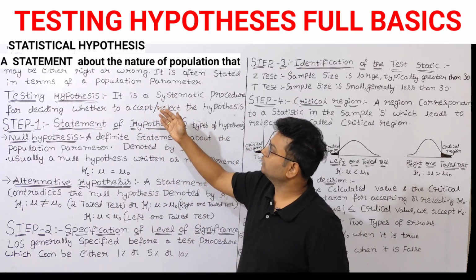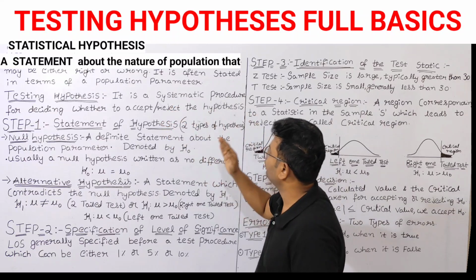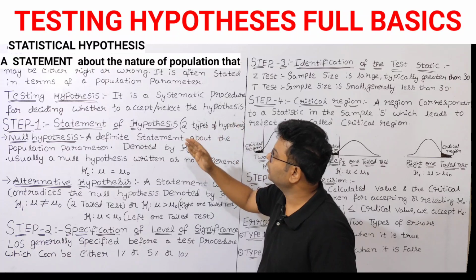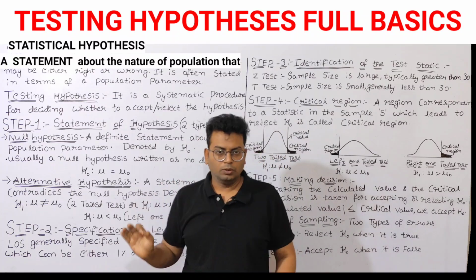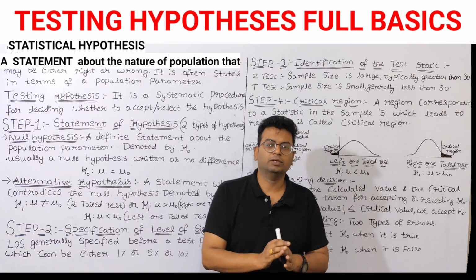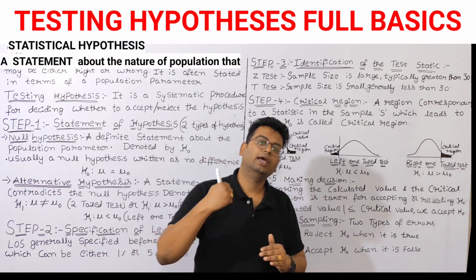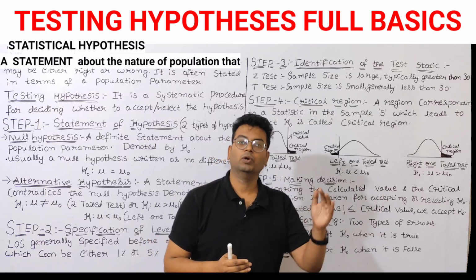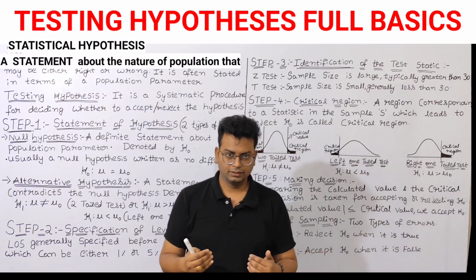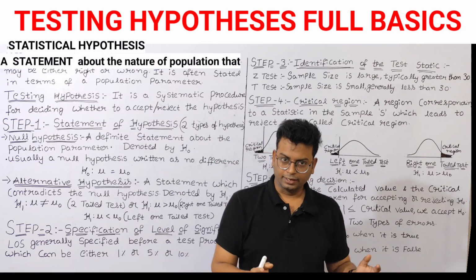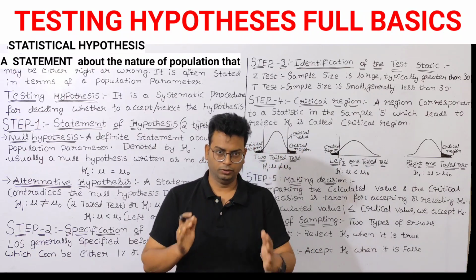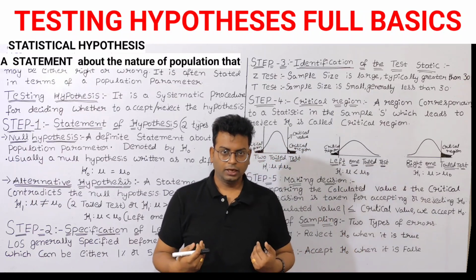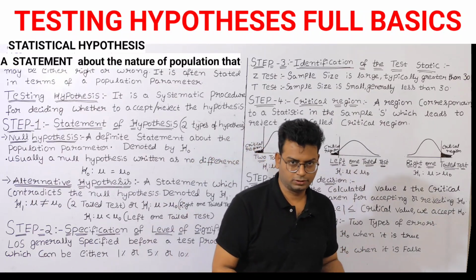A statistical hypothesis is nothing but a statement about the nature of a population that may be either right or wrong. It is often stated in terms of a population parameter. So, a statistical hypothesis is nothing but a statement regarding any population. It may be right or it may be wrong. If I say that in a population of 100%, 95% of the people are good, it is a statement, and whatever I said may be true or it may be false.